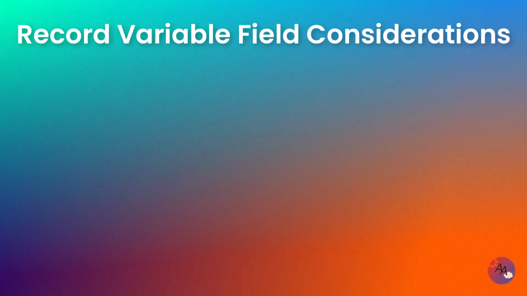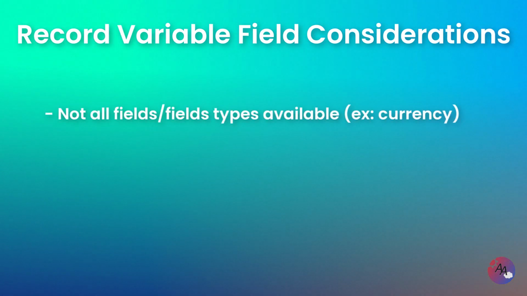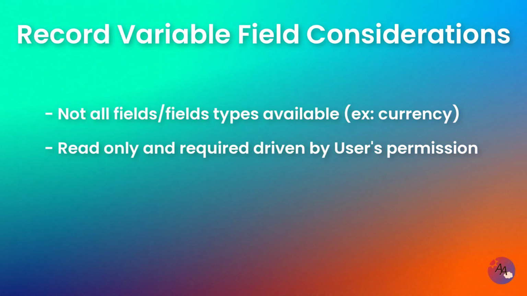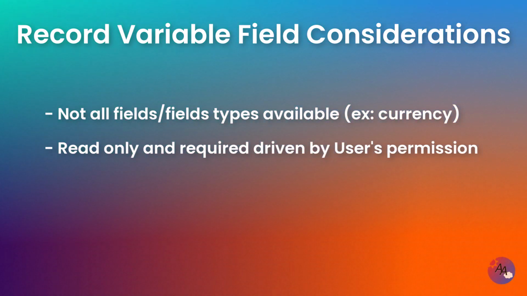While the record variable field has its benefits, there are some drawbacks. First, not every type of field is available for use, such as currency fields. Additionally, we can't set the field to required or read-only, as those options are driven by the user's permission to that object and field. We also cannot validate input on these fields or change the help text.